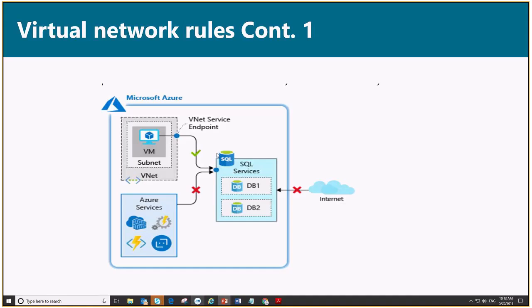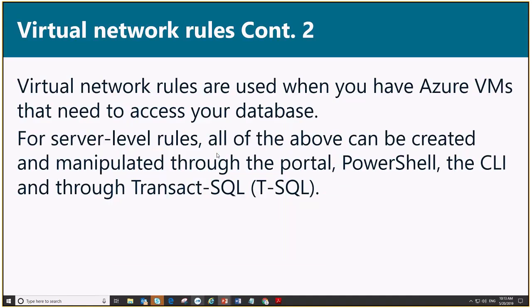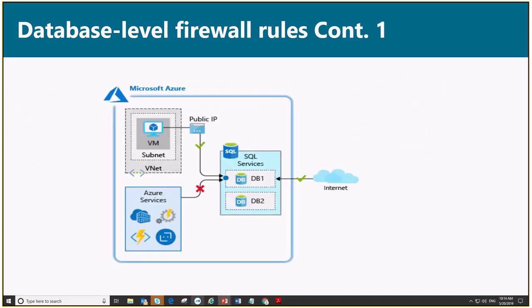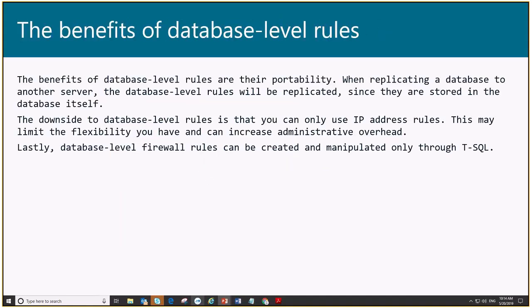So you have an endpoint going from this to the server. That's your endpoint. And we're talking a little bit about Transact-SQL and database level firewall rules. Database levels are IP address rules only. We talked about that. And here notice that we're not letting the app come in. We're only letting it come in through a public IP only.